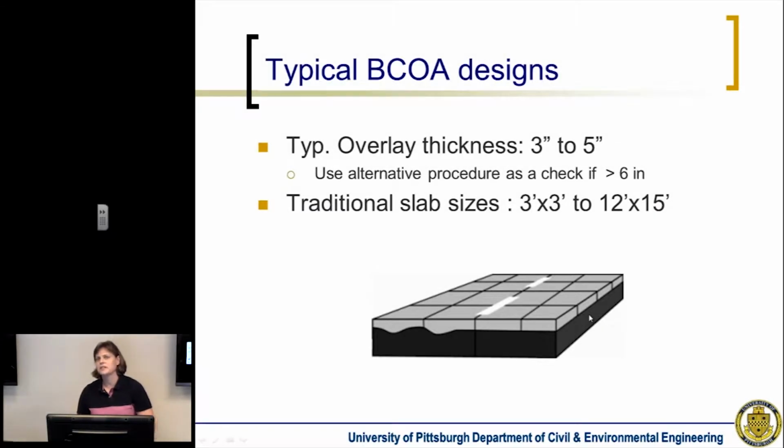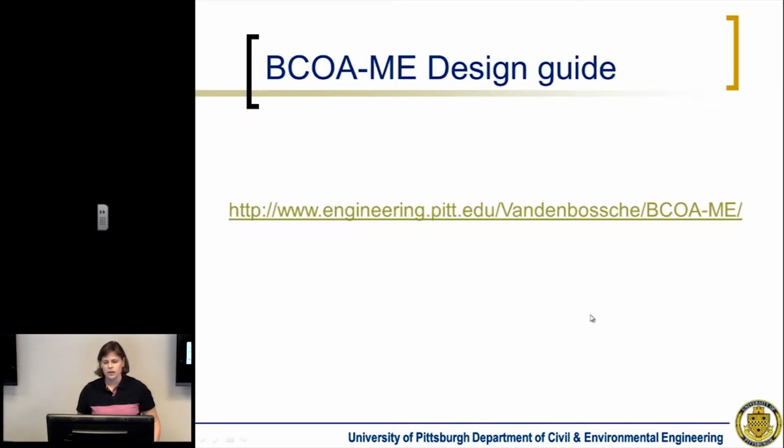Typically the BCOA designs consist of overlays that are 3 to 5 inches thick. If you start getting a little bit thicker, 6 inches or more, you probably want to double check this with an alternative design procedure, because at this point the slab is getting sufficiently thick that it's carrying a large portion of load itself and it's not acting as much as a composite structure. For these overlays, since they're so much thinner, we also use smaller slab sizes, traditionally 3 by 3 to 12 by 15 slab sizes.